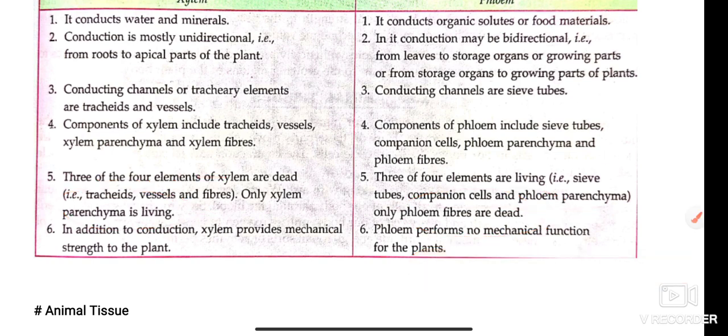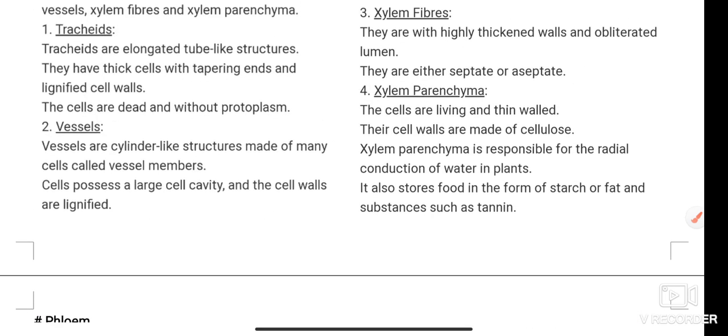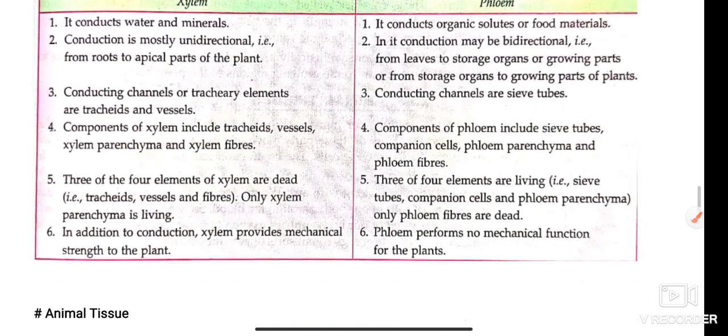In addition to conduction, xylem provides mechanical strength to the plant, and phloem performs no mechanical function for the plants. I hope, students, you got it up to here. What is the difference between xylem and phloem, and what are xylem and phloem tissue?